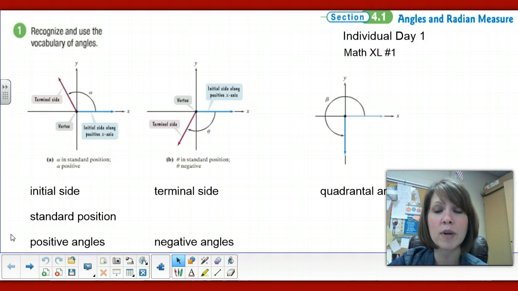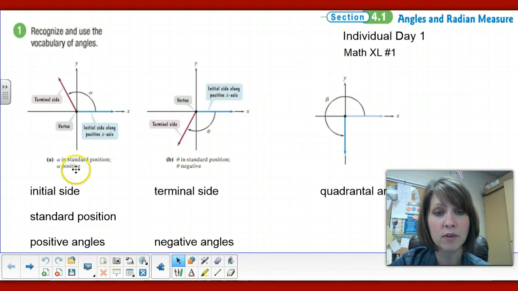I want to give you a recap of a couple of the vocabulary terms. I'm not teaching everything. This is just hopefully a quick recap of what we talked about in class today. So with angles, we have this initial side, which is the positive side of the x-axis, and the terminal side, which is where the angle ends. A quadrantal angle is a special angle where the terminal side lies on part of the axis, either the x or the y.